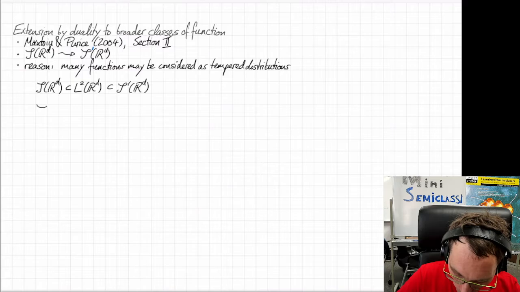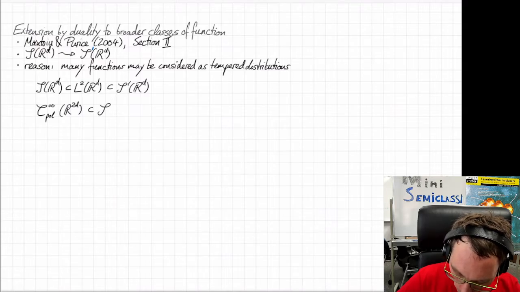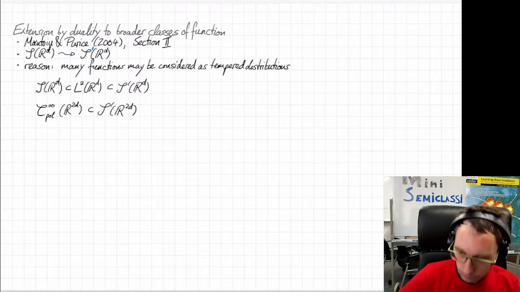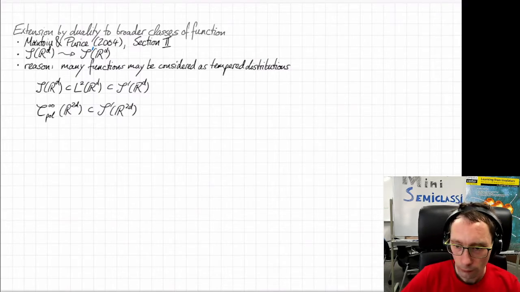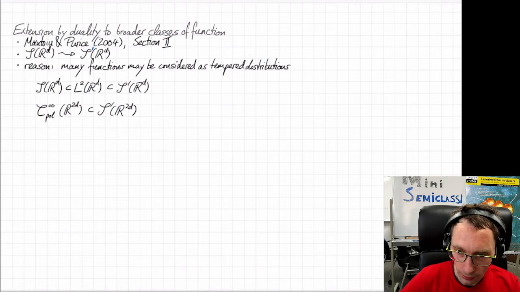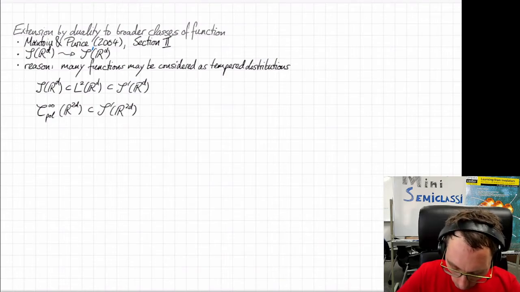Another example that comes to mind is smooth polynomially bounded functions on R^2d, which you may consider as tempered distributions. So these are two common examples. How do you go about extending the Weyl quantization?